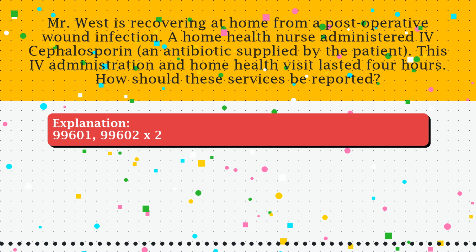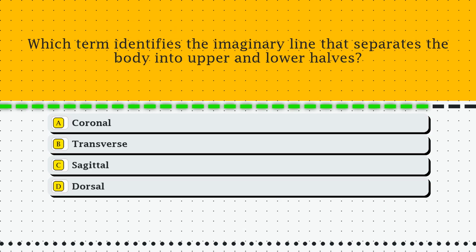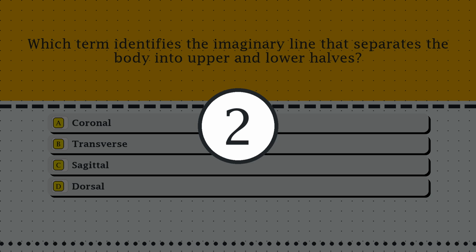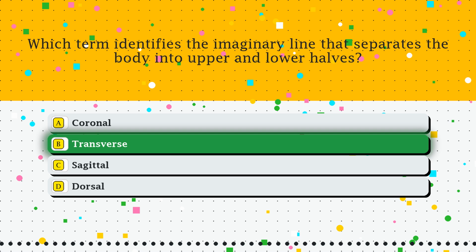Question 143. Which term identifies the imaginary line that separates the body into upper and lower halves? Option A, coronal. Option B, transverse. Option C, sagittal. Option D, dorsal. The correct answer is option B, transverse.